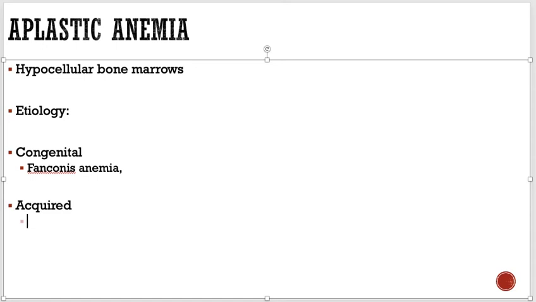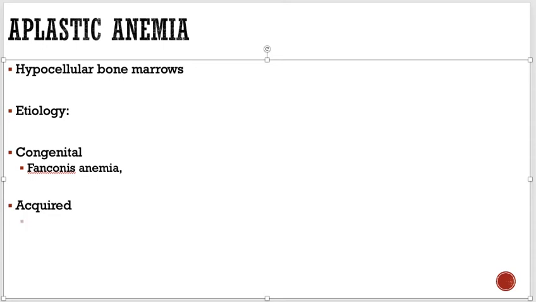Of course, at birth their cell counts will be normal, because at that time they are going to get everything. But mostly in the first 10 years of their life, they start presenting with pancytopenia: anemia with thrombocytopenia and leukopenia.